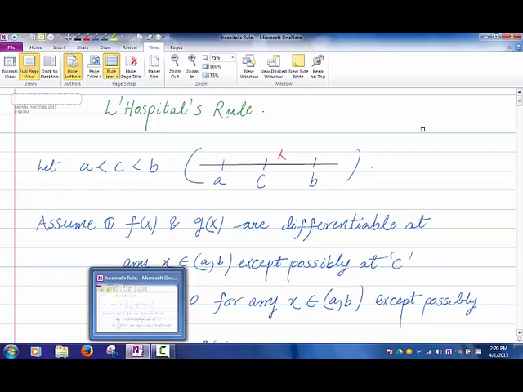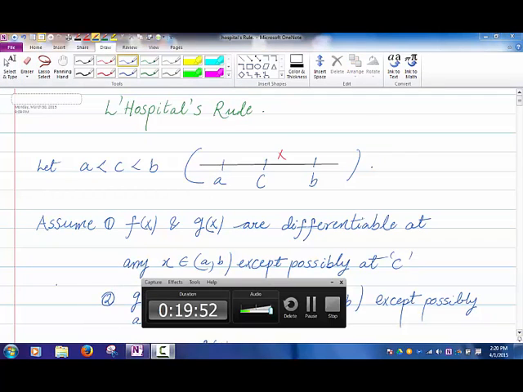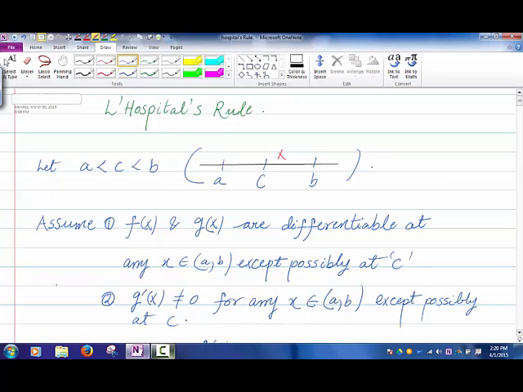So L'Hopital's rule. What is this all about? Many of you already know what this is. Okay, L'Hopital's rule. First of all, I'm going to state what L'Hopital's rule is. I am assuming that a, b and c are three real numbers, a is less than c and c is less than b. On the real number line, I gave you a picture of the interval from a to b, and c is in between.